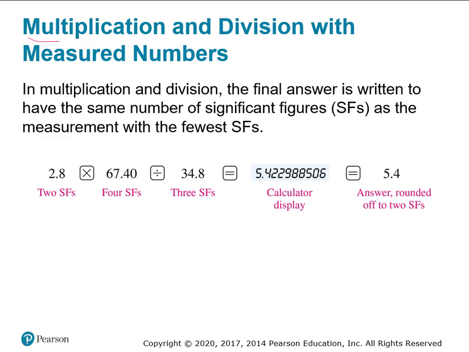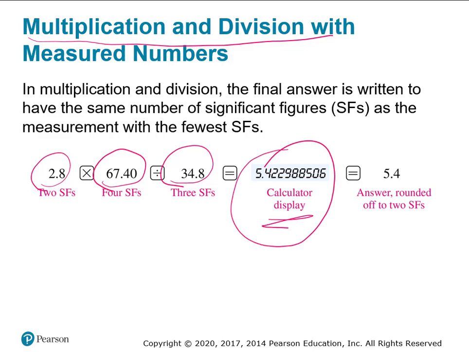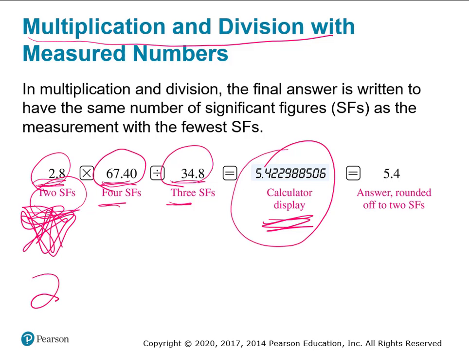Now there are some rules for when I multiply and divide numbers. Let's say that I do 2.8 times 67.40 and then divide all that by 34.8. Your calculator is going to give you a display with a lot of numbers. When you multiply or divide, you have to count how many significant figures each of your beginning numbers has. So for example, this has 2 significant figures. This guy has 4 sig figs. This one has 3 sig figs. And your final answer can only have as many as the smallest number. So this 2.8 is 2 sig figs, so I have to finish with 2 sig figs.